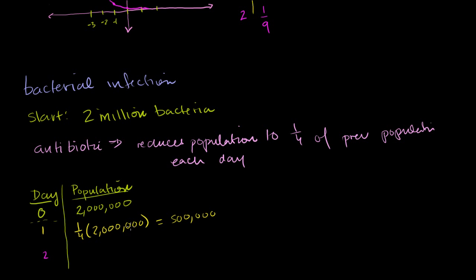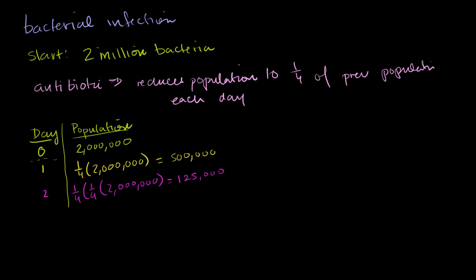Then on day 2, what happens? On day 2, it's going to be 1/4 of your previous day. 1/4 of 1/4 of that 2 million. So it's 1/4 of this 500,000, which is 125,000. And I think you're starting to see the pattern that's emerging. On day 3, what's it going to be? It's going to be 1/4 times this thing. So it's going to be 1/4 times 1/4 times 1/4 times 2 million, which is essentially 125,000 divided by 4. But the important thing is I want you to see this pattern.